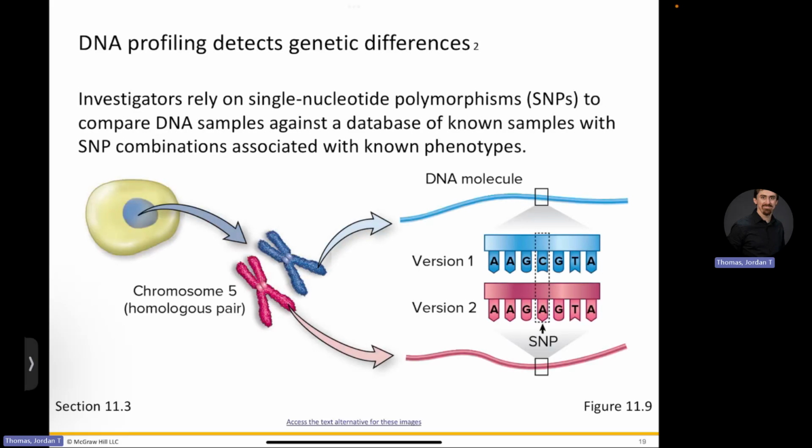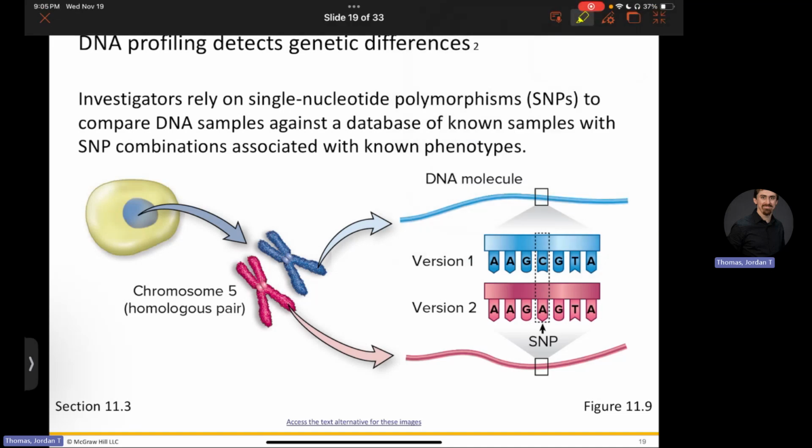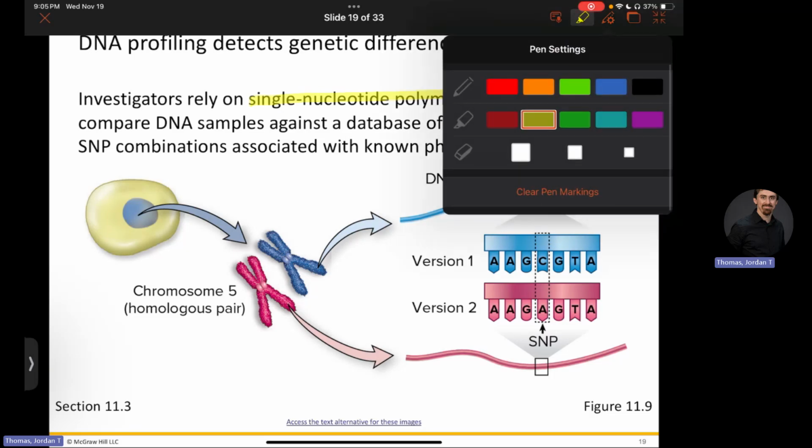Investigators rely on single nucleotide polymorphisms, SNPs, to compare DNA samples against a database of known samples with SNP combinations associated with known phenotypes. So, SNPs. I don't want you to know the specifics, but I want you to know the gist of this, and I'm going to break it down for you.